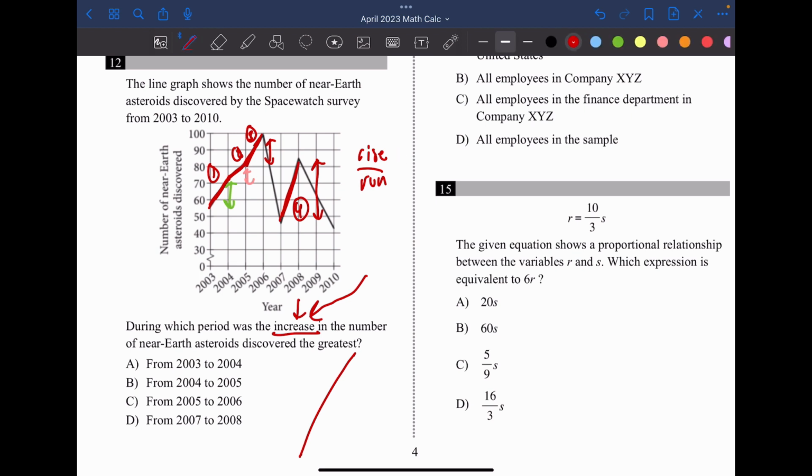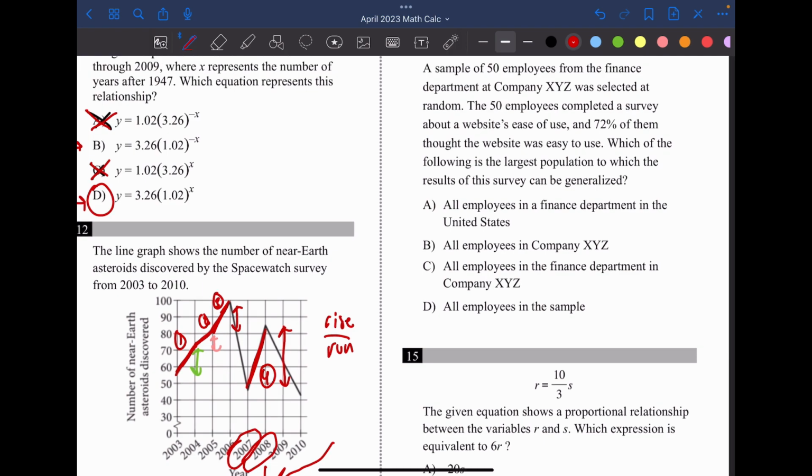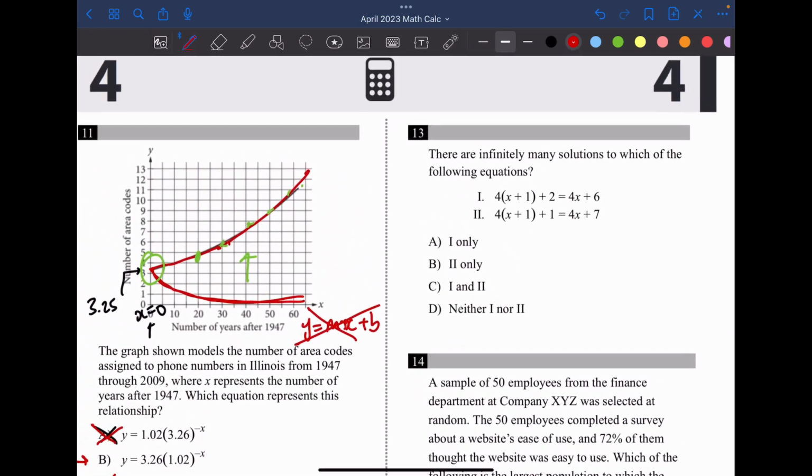And when did this happen? It happened between 2007 and 2008. So the answer must be D. So that's kind of it. There's nothing really else to it.